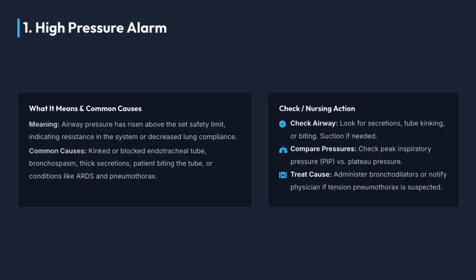A high-pressure alarm indicates increased airway resistance or decreased lung compliance. Check for kinked tubes, secretions, or biting. Evaluate peak and plateau pressures and treat causes like bronchospasm.